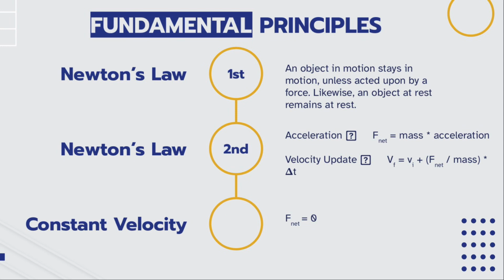Then we are also applying Newton's second law, which states that the acceleration of an object is dependent on the net force acting on the object and the mass of the object. Through this law, we are able to derive the following formulas of acceleration and velocity update formula, which further elaborates on our understanding that if we have a net force of 0, creating a constant velocity, then we will not have an acceleration, nor will we have a change in velocity, creating our final velocity equal to our initial velocity.